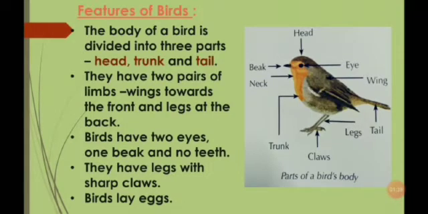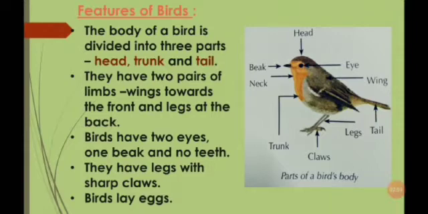Now the next topic is features of birds. With the help of the given picture, you can understand the different parts of a bird. The body of a bird is divided into three parts, that is head, trunk and tail. They have two pairs of limbs, wings towards the front and legs at the back. Birds do not have hands. They have two eyes, one beak and no teeth.